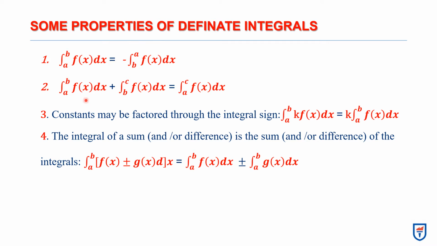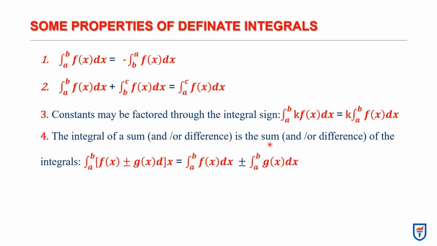The second property states that if we have the integral of f(x) dx with a lower limit of a and an upper limit of b, plus the integral of f(x) dx with a lower limit of b and an upper limit of c, where b is an intermediate value in the interval a to c, the solution of this addition is the same as the integral of f(x) dx with a lower limit of a and an upper limit of c.